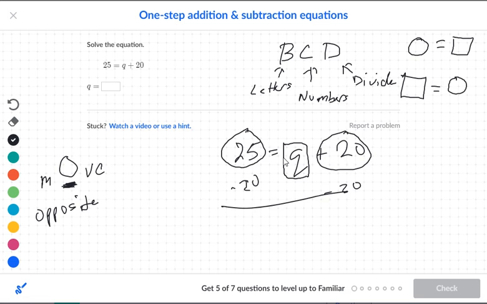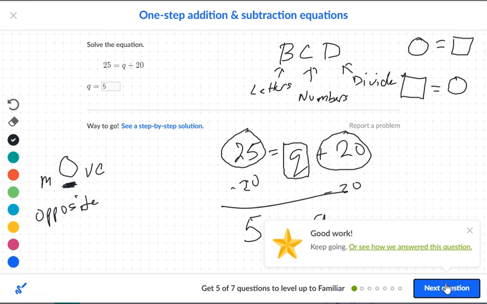So now this will cancel out and just give me Q. And then over here, this is 5. So my answer is going to be 5 is equal to Q. So I type in a 5. Okay, let's go to the next question.